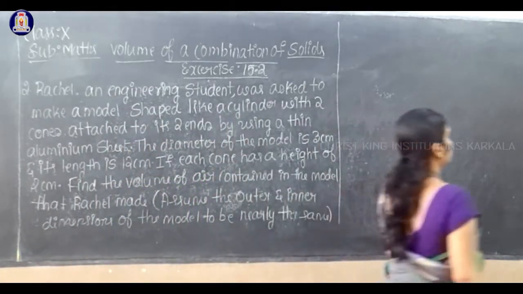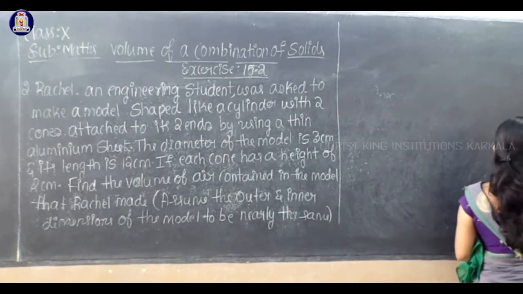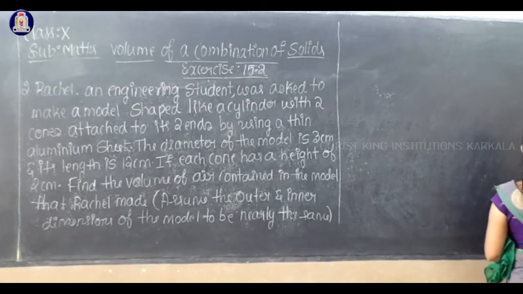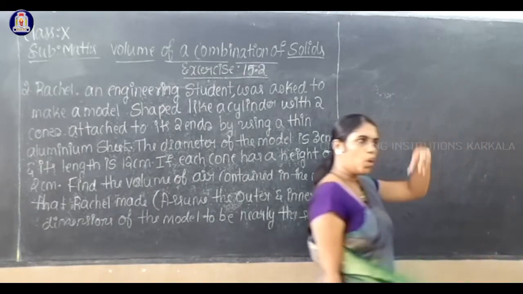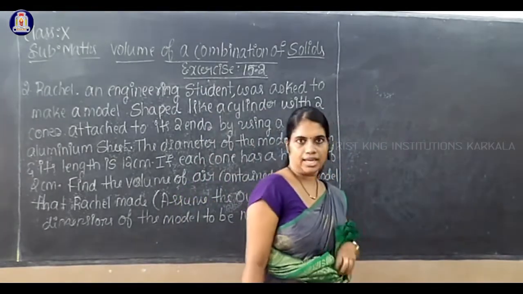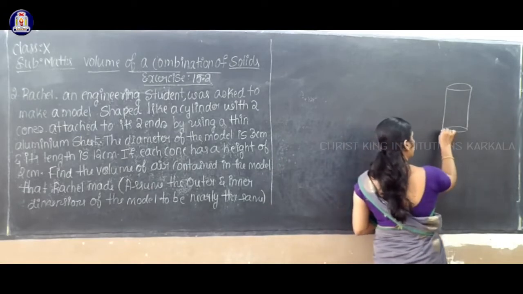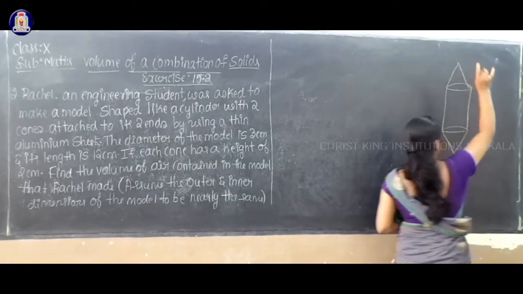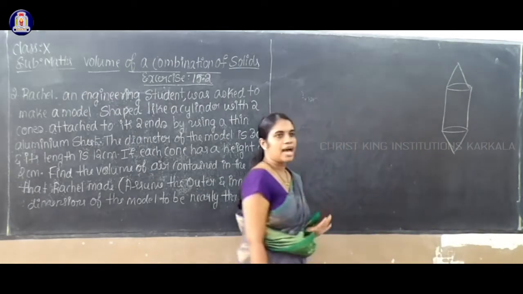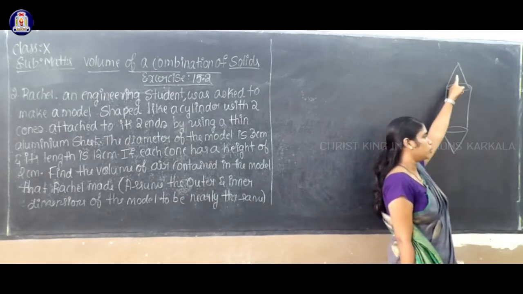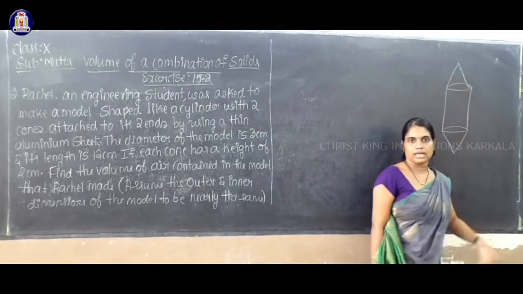See, first she considers one cylinder. This is the cylinder. Also, a cone is attached to both its ends. That means to its base as well as to its top. Understood, no? So a cone will attach to both the sides, top as well as bottom.